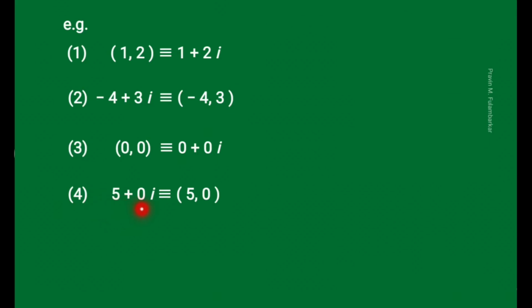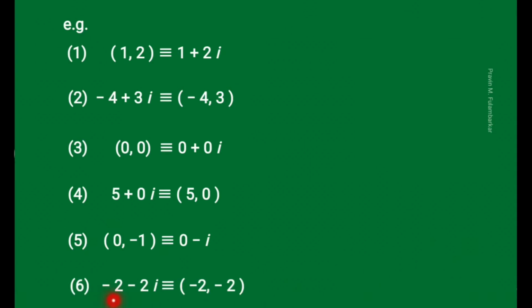Fourth example, 5 plus 0i we write in the form of a point as (5, 0). We know that when the y coordinate is 0, then that point lies on the x-axis. When the x coordinate is 0, then that point lies on the y-axis. So see the next example, fifth, (0, -1). That means this point lies on the negative y-axis because here the y coordinate is negative. Then last, -2 -2i. This point lies in the third quadrant. So we write that in ordered pair as (-2, -2).